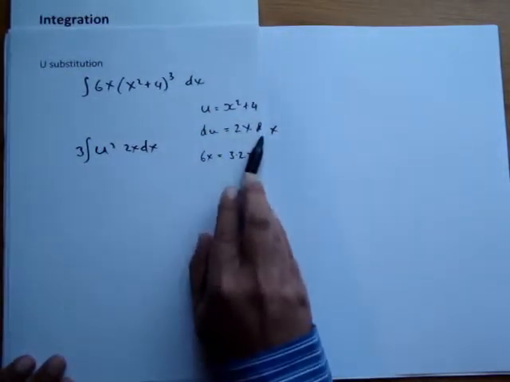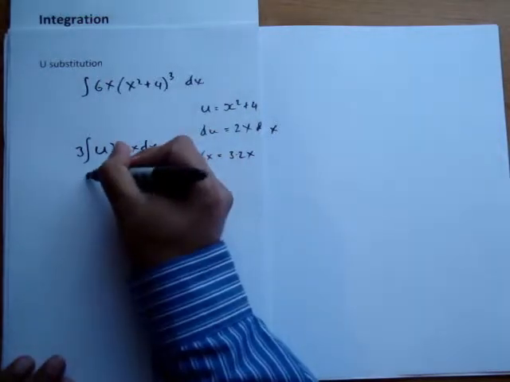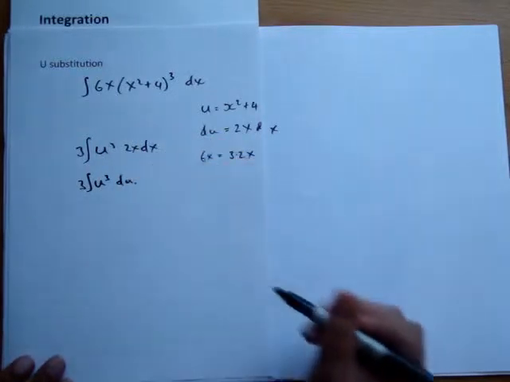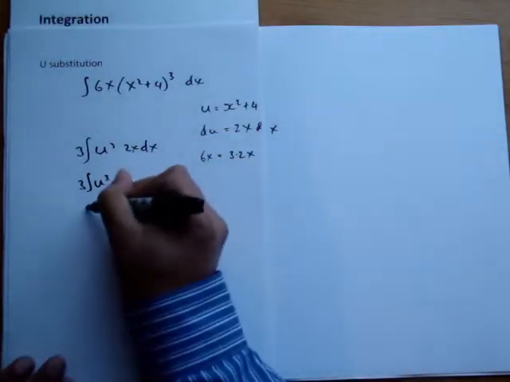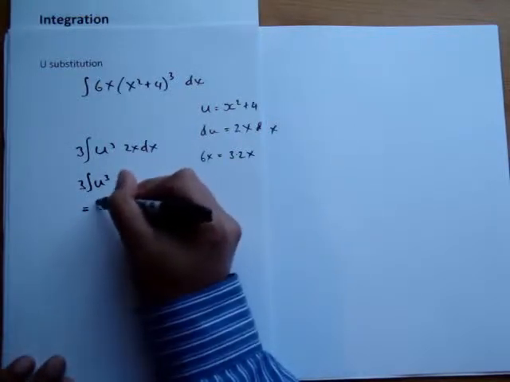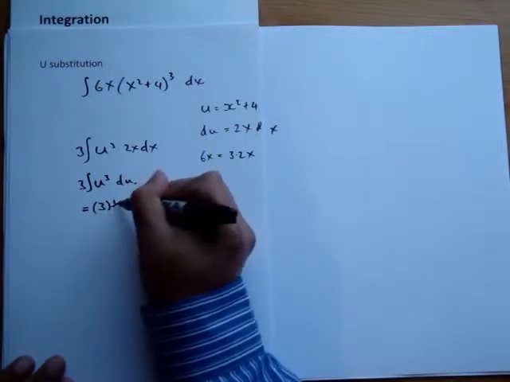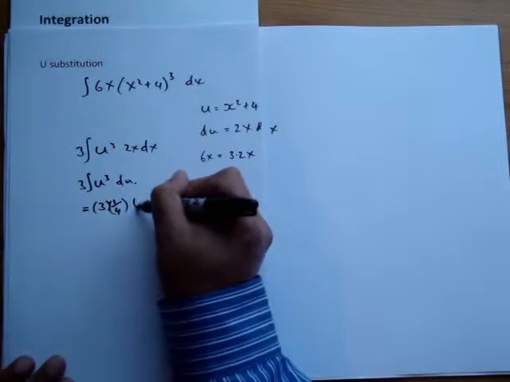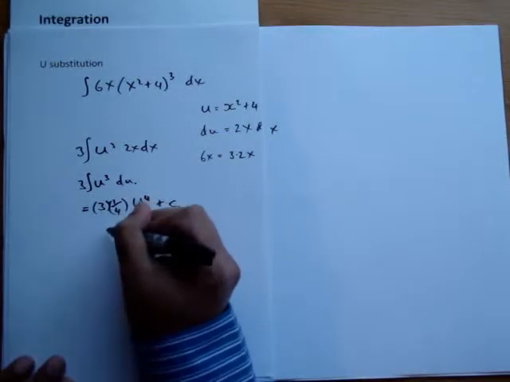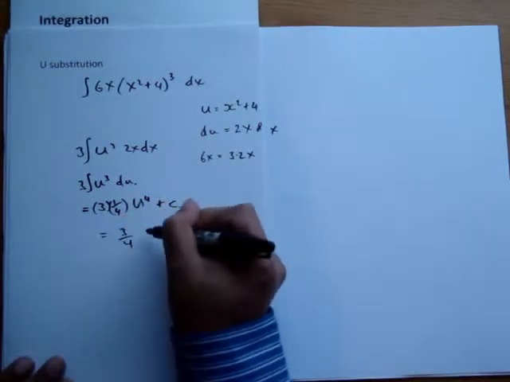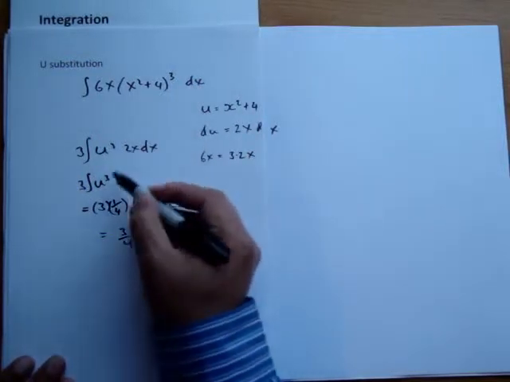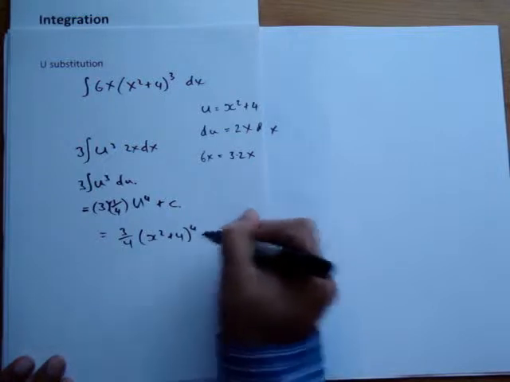Now the 2x dx is here, so that becomes du, so this becomes the integral of 3 u to the power 3 du. Now let's do the integration, apply the rules. We get 3 times 1 over 4 u to the power 4 plus c, and that becomes 3 over 4. Replacing the u, we get 3 over 4 times x squared plus 4 to the power 4 plus c, and that is our answer.